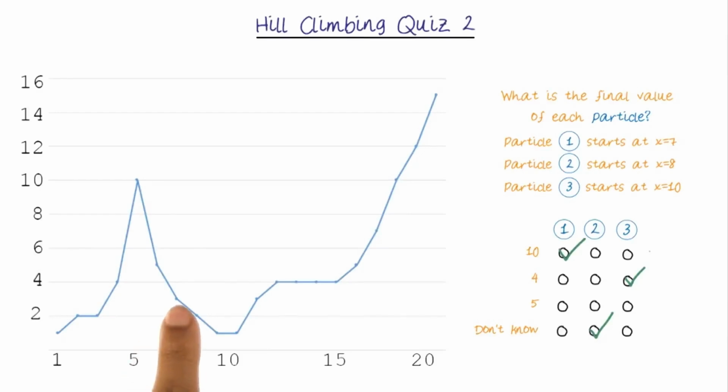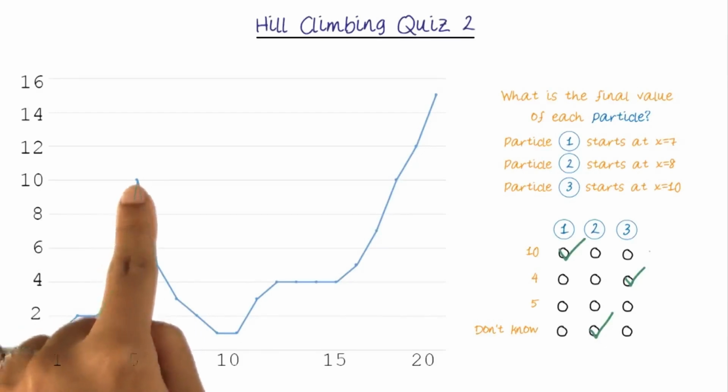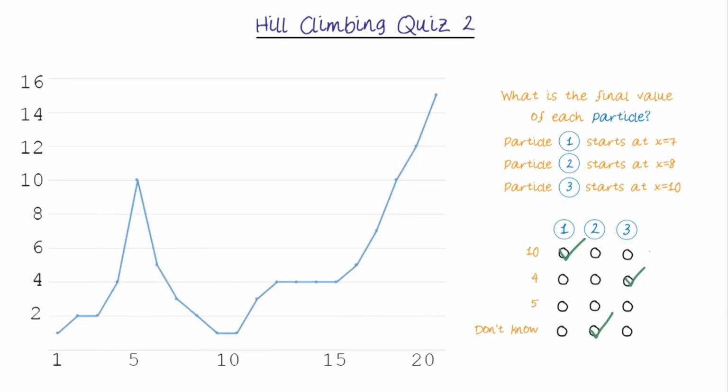Particle 1 starts at 7, and with a step size of 2, it reaches the peak at 10 with 1 step. Particle 2 starts at 8. It goes towards the peak, but then it oscillates around the peak because the step size is too large. Particle 3 starts at 10. It follows this upward gradient, but then it gets stuck at this plateau.